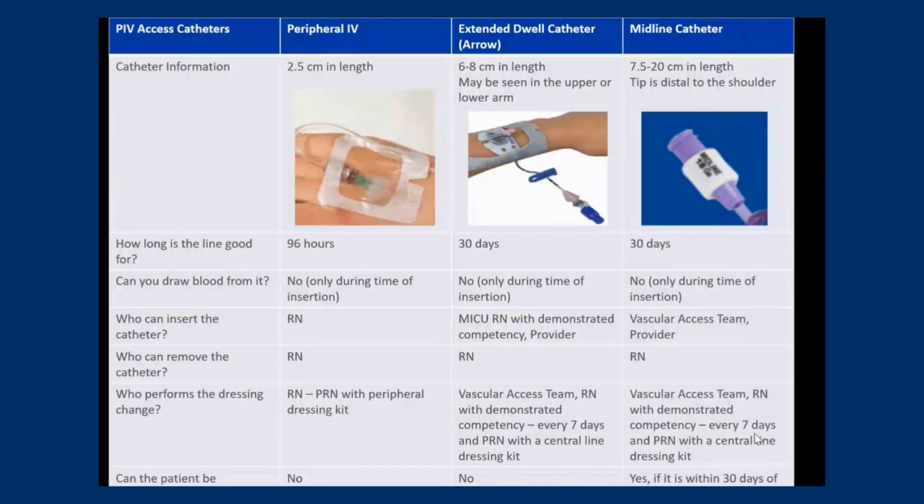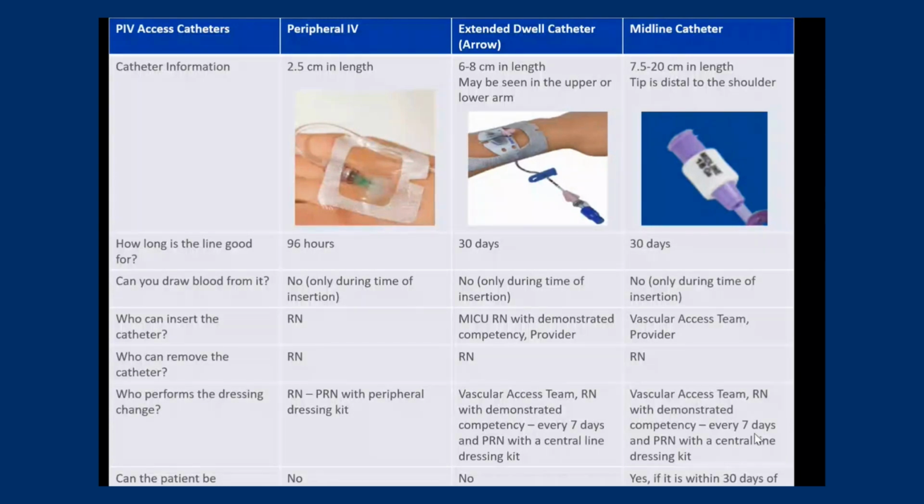This is a nice graphic. It breaks down the difference between our regular peripheral IV, our arrow extended dwell, and then a midline. We can see that the arrow is definitely right in between that midline and that peripheral at 6 to 8 centimeters. Similar to the midline, it can stay in for 30 days, whereas our peripherals have to get changed every 4 days. So certainly on someone with difficult access, this is nice to not have to change every 4 days. We cannot draw blood off of any of these catheters.